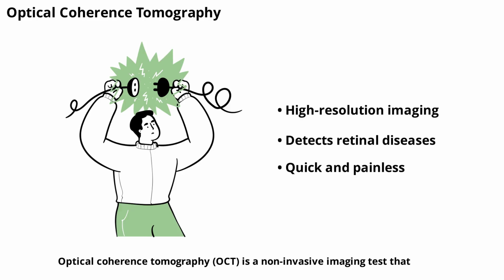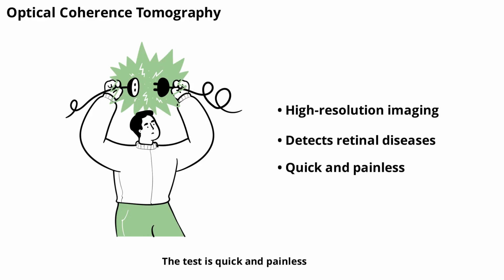Optical coherence tomography, OCT, is a non-invasive imaging test that provides high-resolution cross-sectional images of the retina and optic nerve. OCT is valuable for detecting retinal diseases that may coexist with cataracts and for assessing the thickness and health of retinal layers. The test is quick and painless, offering detailed information that helps guide treatment decisions and monitor eye health over time.